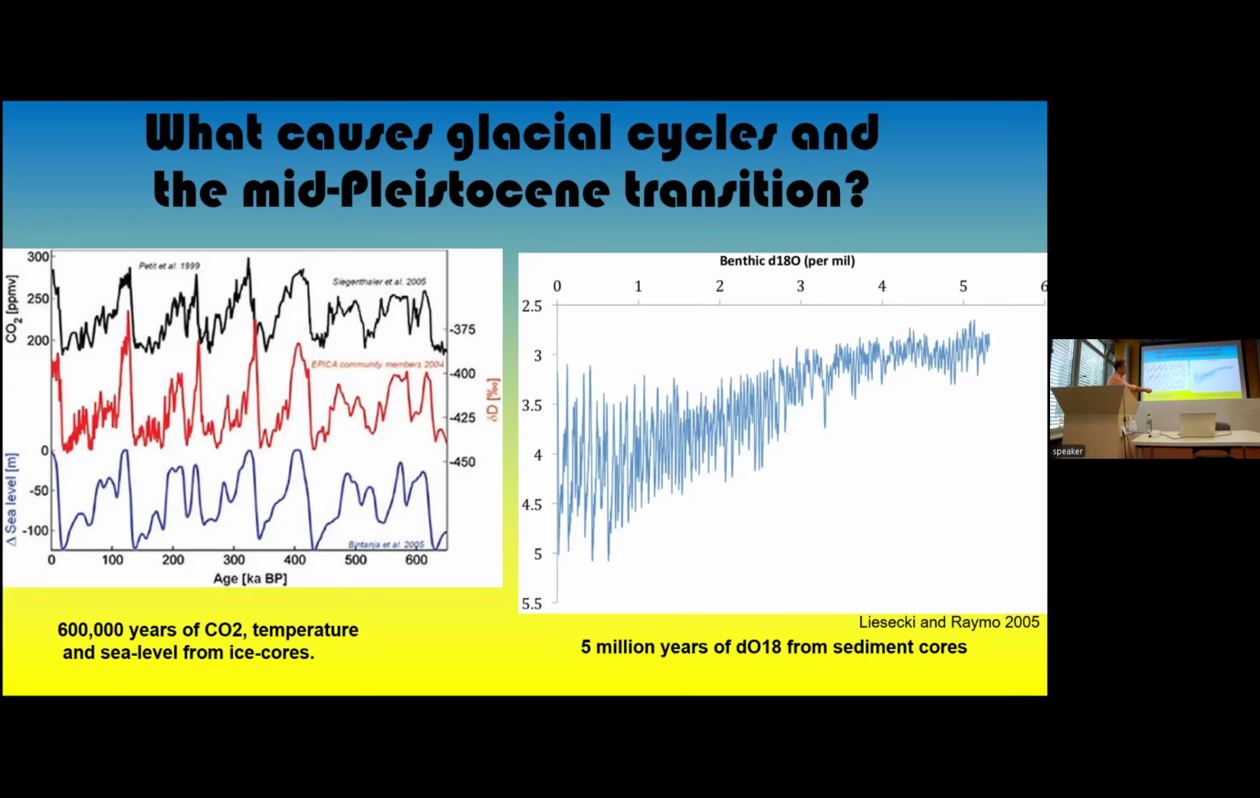And one big thing that happened about 1 million years ago is that we switched from 40,000 year cycles to 100,000 year cycles. This is a big mystery in paleoclimate. 40,000 years is nicely aligned with the Milankovitch cycle that changes in Earth's orbit. 100,000 years is not. So where does the 100,000 years come from? This is really a fundamental question.